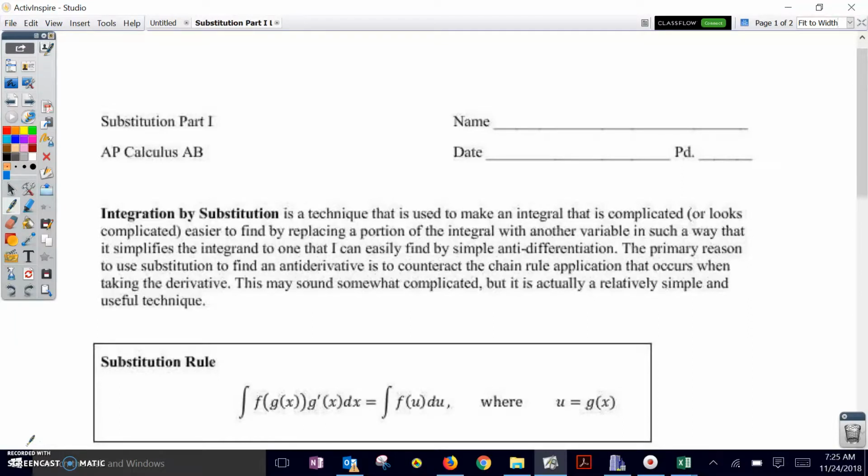Alright, welcome back everybody. In this video we're going to look at the first few examples from the Substitution Part 1 lesson.